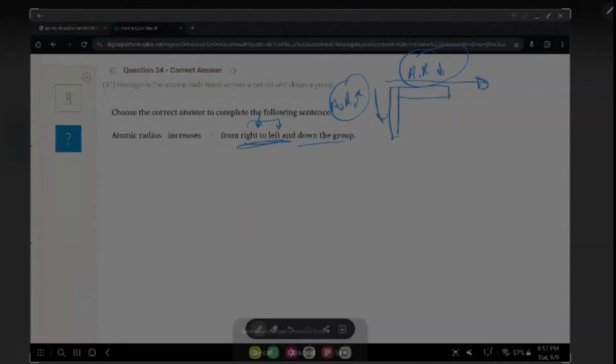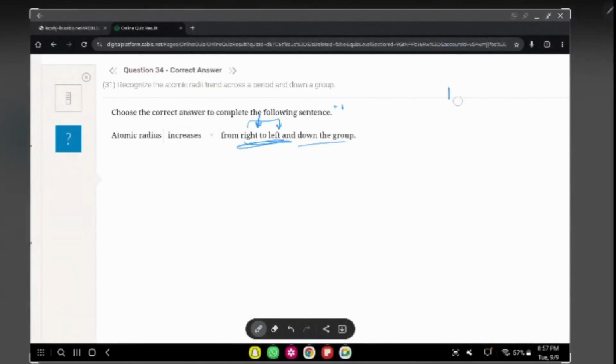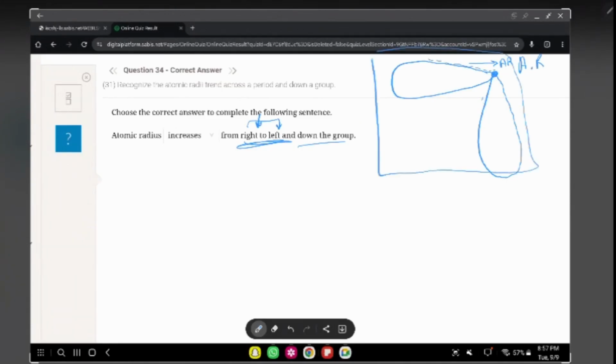Be careful about this. Now, something my teacher taught me is if you want to draw a balloon, this is how it looks. And then as you go down it increases, so it also looks like this. So this is the atomic radius balloon. Over here, as you move to the right, the atomic radius is really small, that's why you see it small. As you move down, it sort of gets bigger. And as you move to the left of the periodic table, as you move to the left, it also increases.